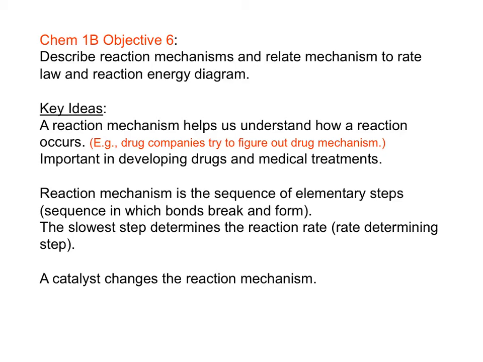So we know how to describe the rate or speed of a reaction with the rate law. That's only part of the story. Scientists want to figure out how a reaction occurs, which is the sequence of steps by which bonds break and form going from reactants to products. This is called the reaction mechanism. Understanding a mechanism helps the scientist develop and design better chemicals, such as drugs, make them work better.